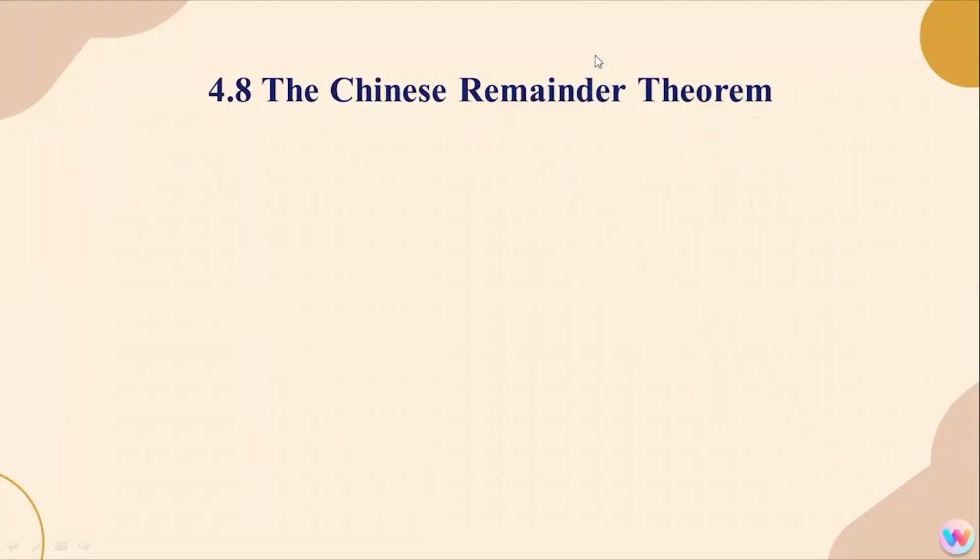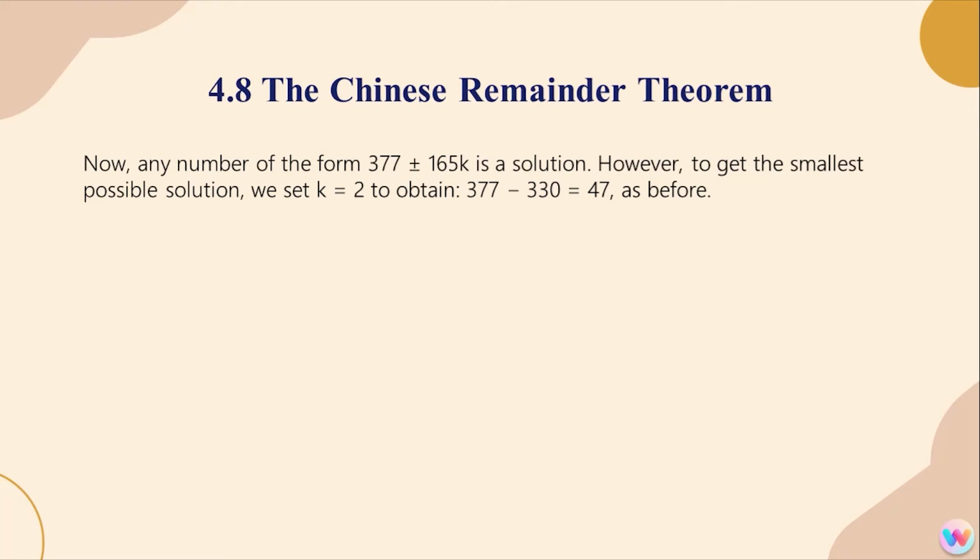377. Okay, I'll explain slide 8. Any number of the form 377 plus or minus 165k is a solution. However, to get the smallest possible solution, we set k equals 2 to obtain 377 minus 330 equals 47, as we know before from slide 2.